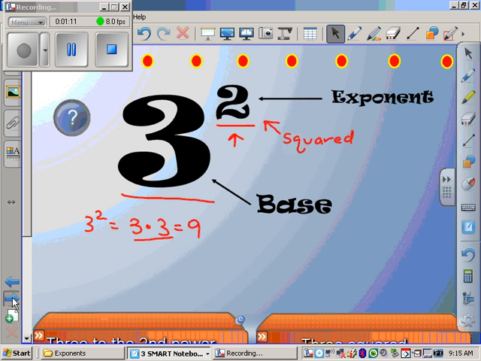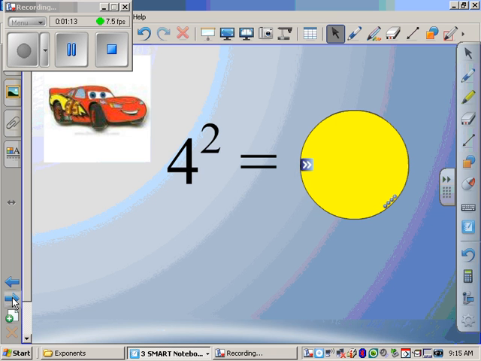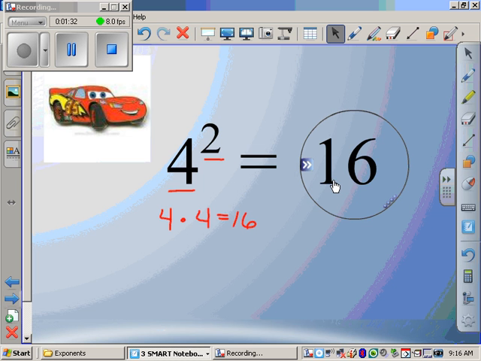Let's look at some additional examples. In this next slide, it says 4 squared. So 4 is the base, and 2 is the exponent. So you take the base and multiply it by itself as many times as the exponent tells you. In this case, twice. So 4 times 4 is 16. Therefore, 4 squared is 16.